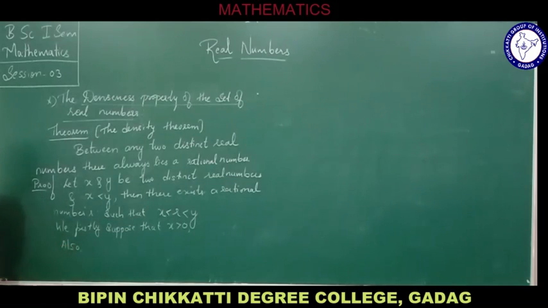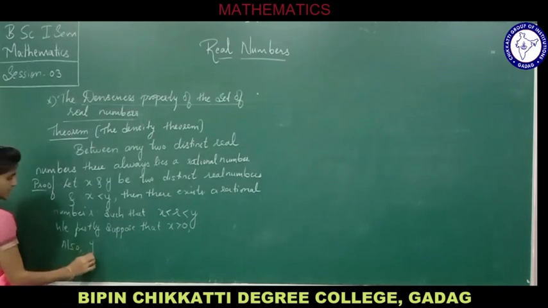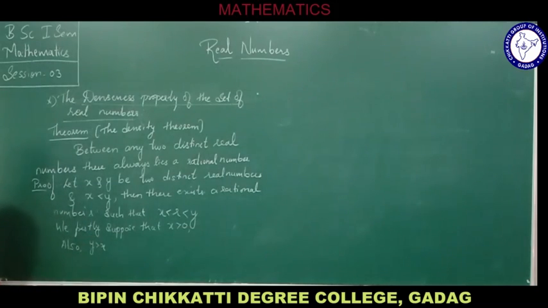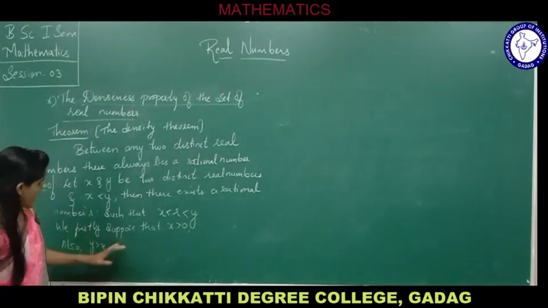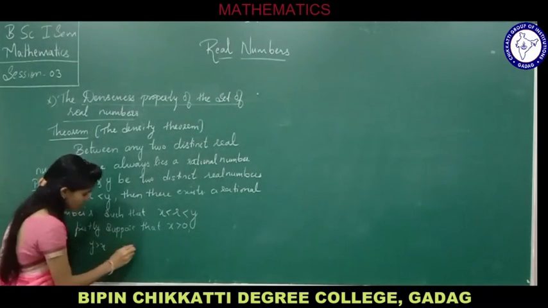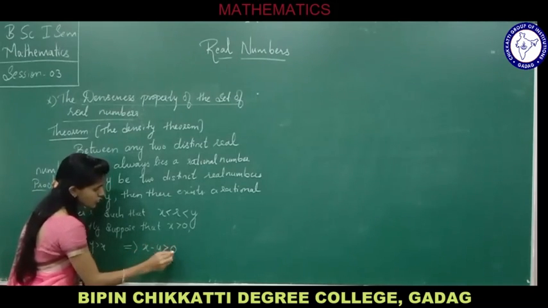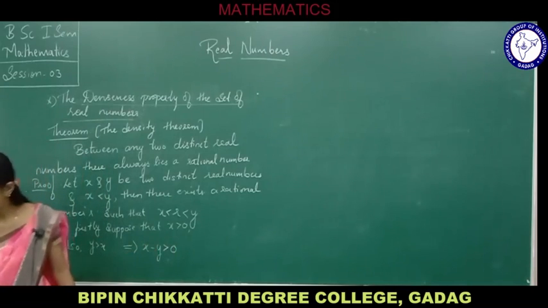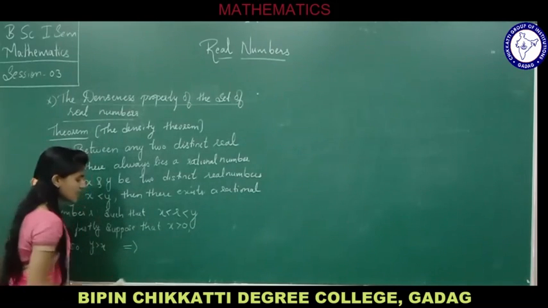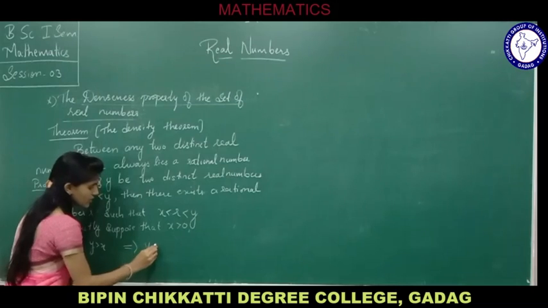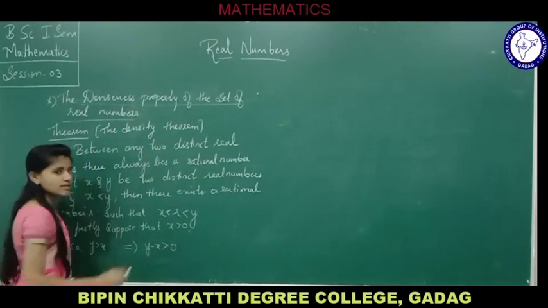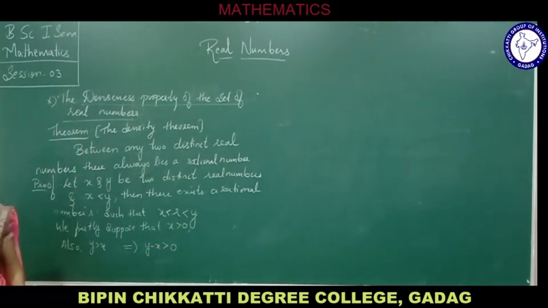We have considered x greater than 0 and y greater than x. This implies y minus x is going to be greater than 0. So y minus x is greater than 0.